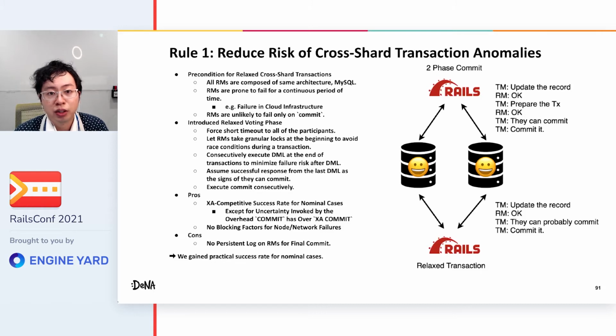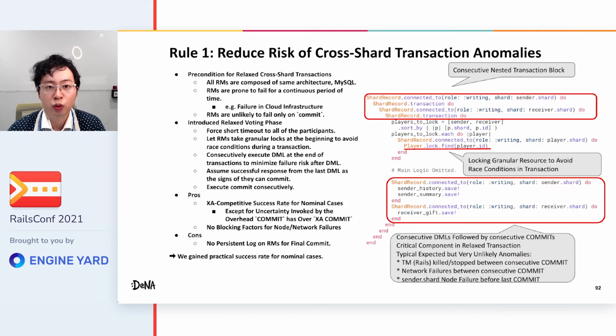Let's look at the figures on your right-hand side. There are two MySQL databases in the middle. The top part of this figure is a conventional two-phase commit, and the bottom part of this figure is a proposed relaxed transaction. In the latter case, the transaction manager asks the resource managers to update the record, and the resource managers respond with OK. Then the transaction manager assumes that, yeah, they can probably commit, and the transaction manager executes the commit order.